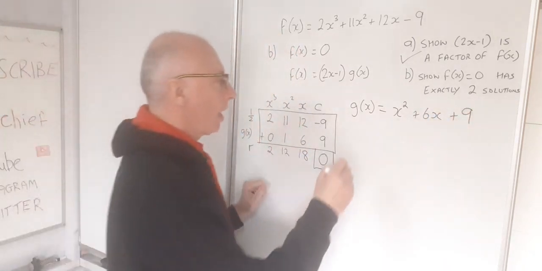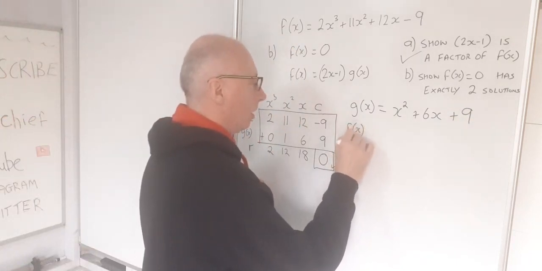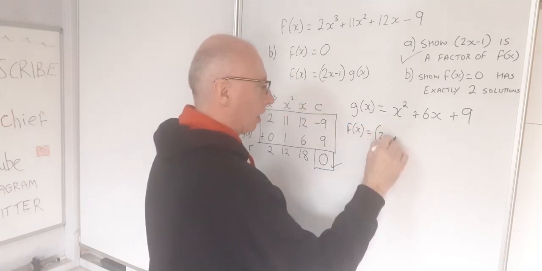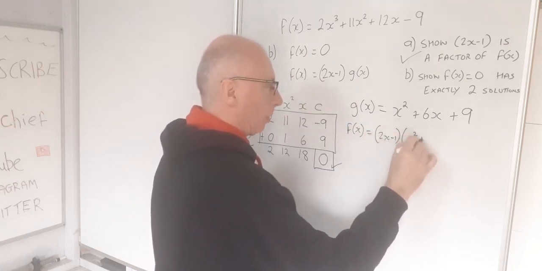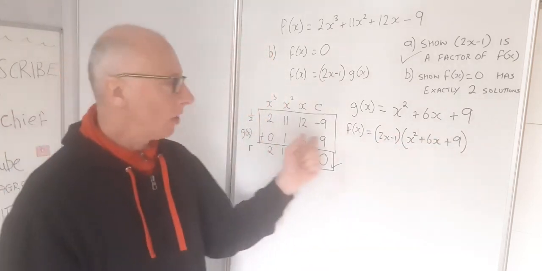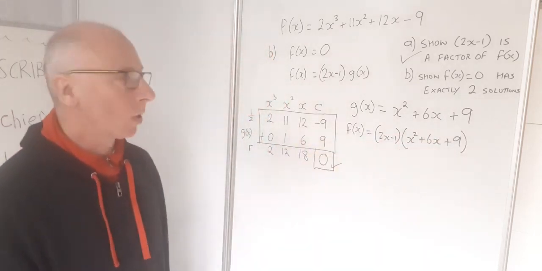So now I can rewrite my f of x as 2x minus 1 and x squared plus 6x plus 9. Okay, so now we've got this into some sort of form that maybe we can work with.